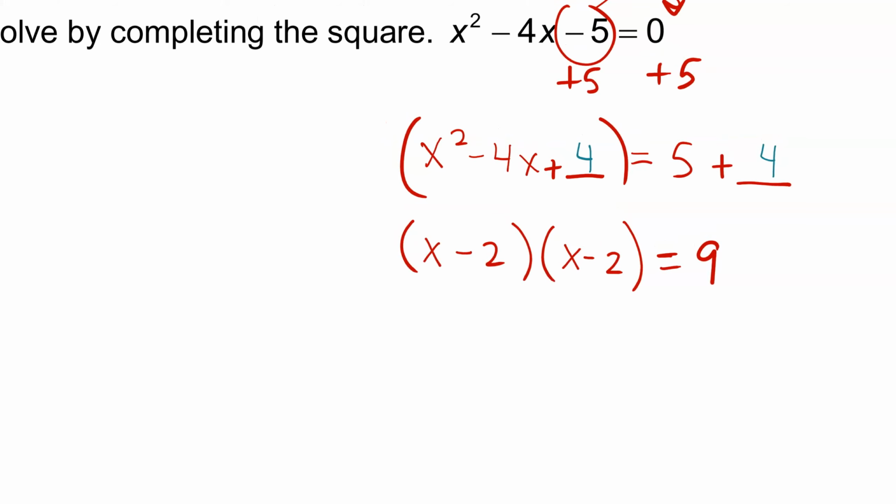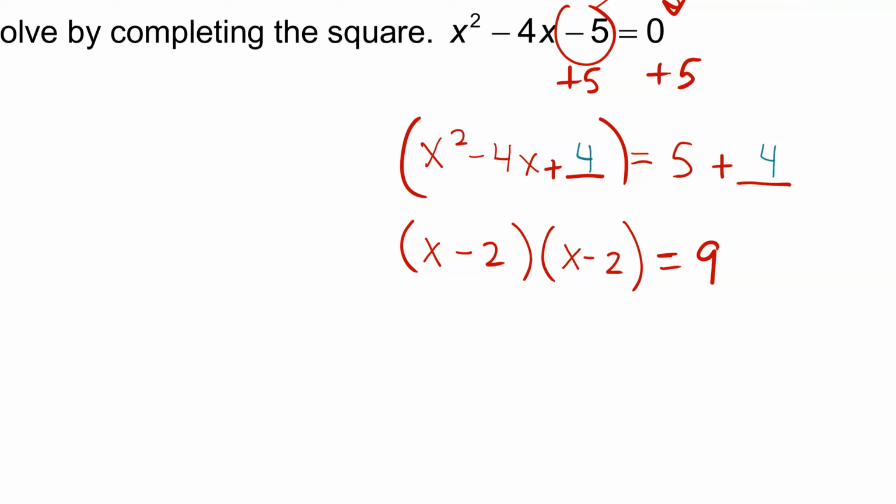What is negative 2 times negative 2? 4. Half of the middle, so half of negative 4 is negative 2, and then squared is our c value. That's what we're going to be adding. So I'm moving my 5 over, so that I can make the left side a perfect square trinomial.